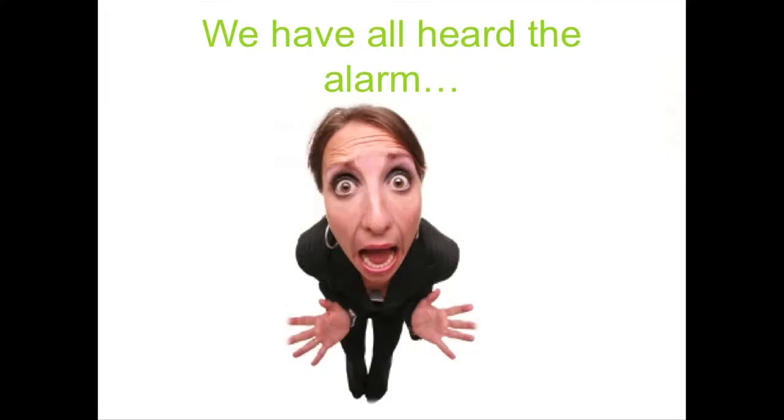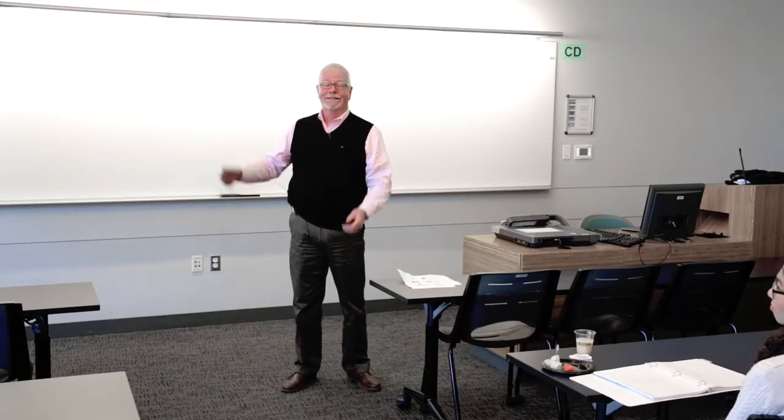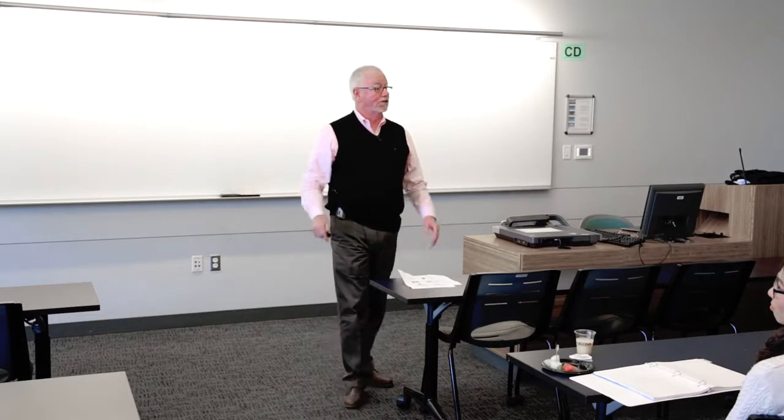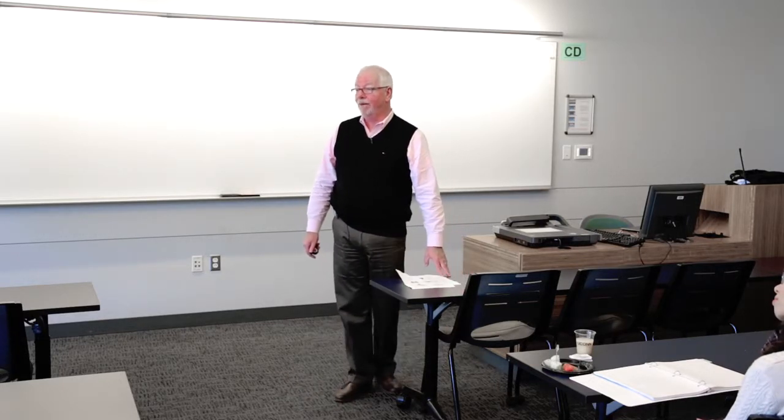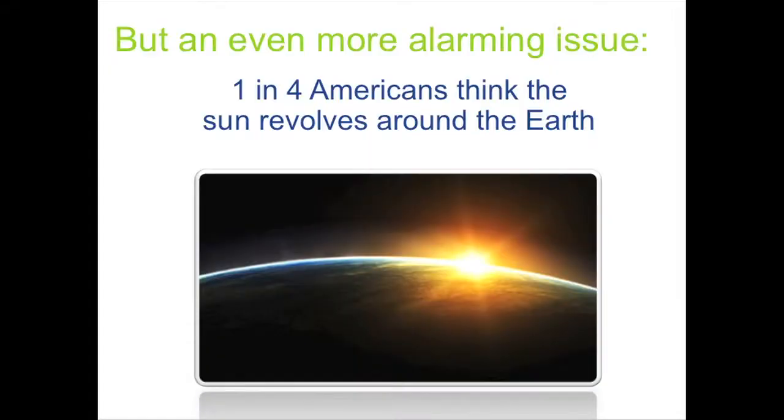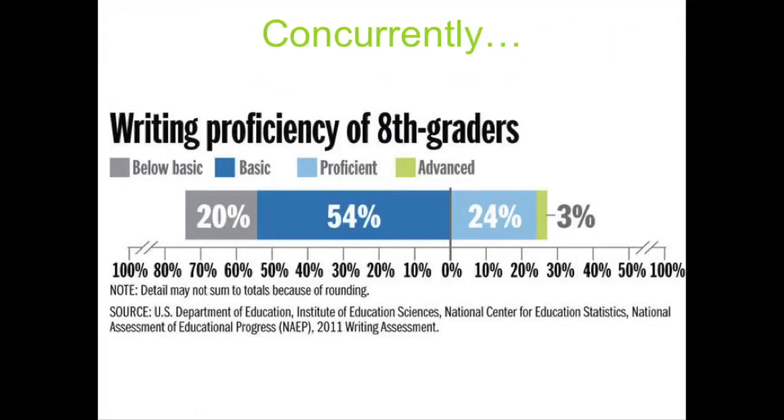We've all heard the alarm about kids aren't learning enough about science, kids can't write, we can't squeeze everything in, American students are not doing well on an international basis. The alarm is out there. Even more alarming is some of what just general Americans know and are happy to tell you about what they know about science. 1 in 4 still thinks the sun revolves around the earth. These are not children, folks. These are adults.